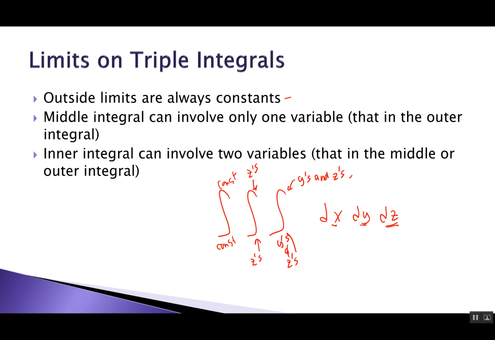The middle one, in this case, can't have an x in it because I already got rid of the x's. It can't have a y in it because I'm trying to get rid of the y's at this stage, so it can only have z's. And the outside integral can't have any variables in it because I want to end up with a number for my constant, for my answer at the end.